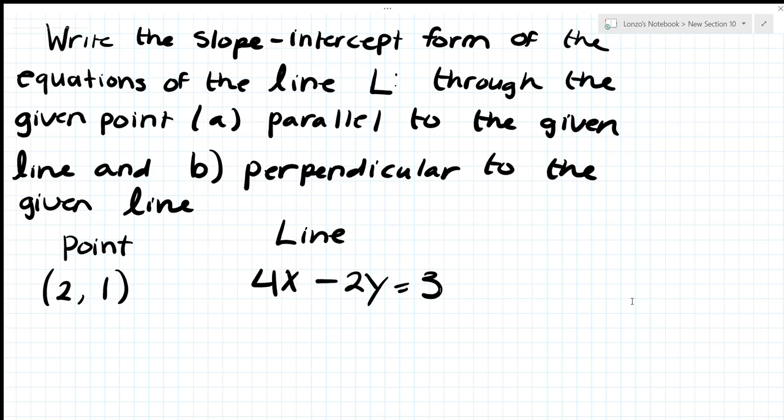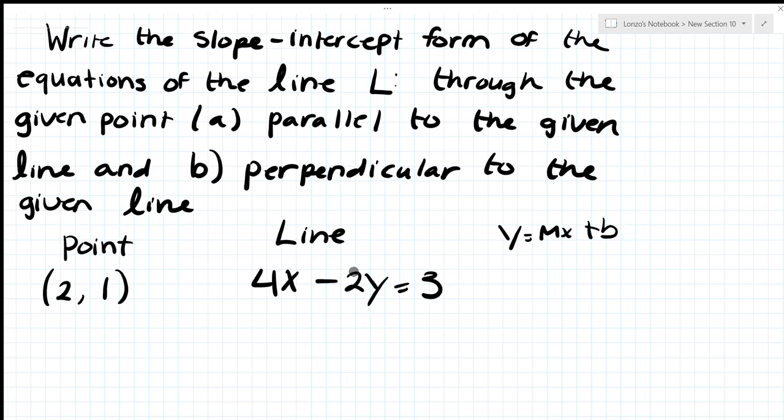So it says write the slope intercept form. Okay, so we're going to have two lines, one that is parallel and one that is perpendicular, and they all have to be in slope intercept form. So let's do the parallel. So in slope intercept form, we have to make it as y equals mx plus b, right?